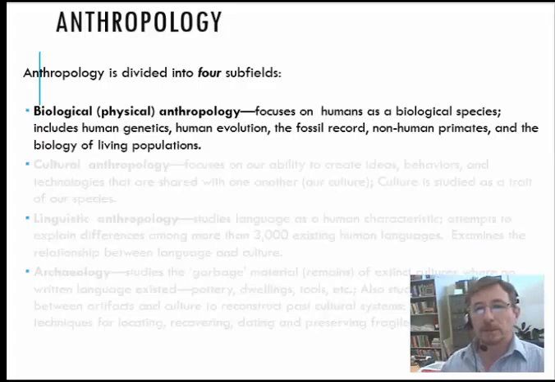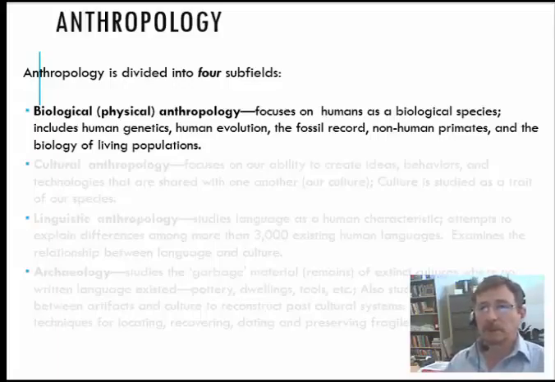Anthropology is divided into four subfields, at least in the American tradition. There are other anthropological traditions in the world, but we're exploring the American one, which is one of the first established and, without a doubt, most potent of all traditions out there. It divides the discipline into four subfields, as I was indicating.